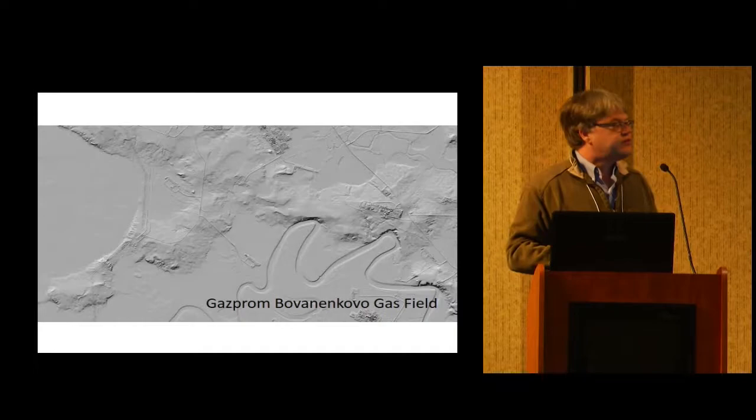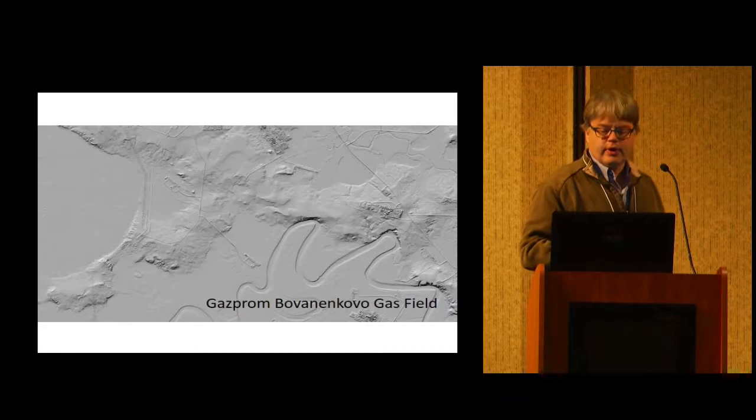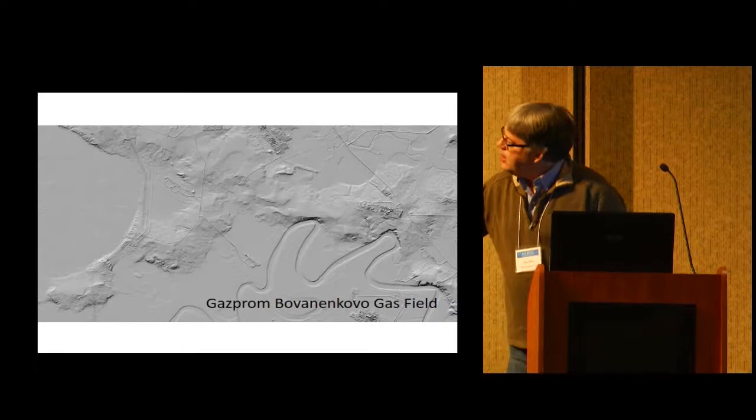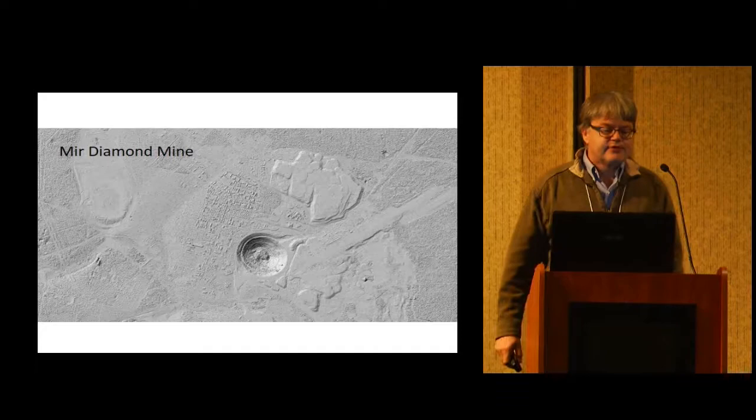And we started to see places like this, where this is the Russian oil company's natural gas fields in Siberia. You can see basically all the pipelines and the pump rigs and the infrastructure all over the place. Here's the Mir diamond mine in Siberia, one of the largest diamond mines in the world.